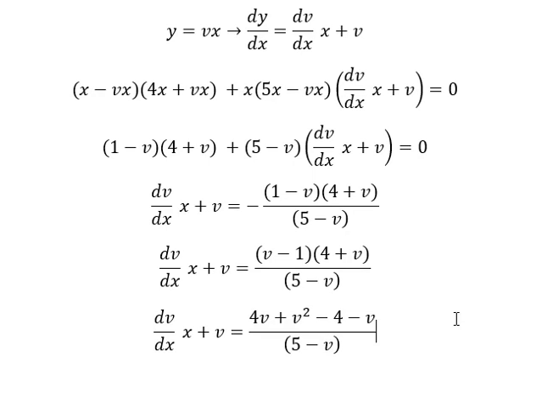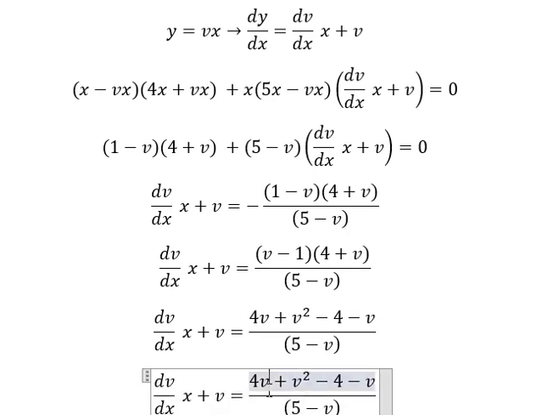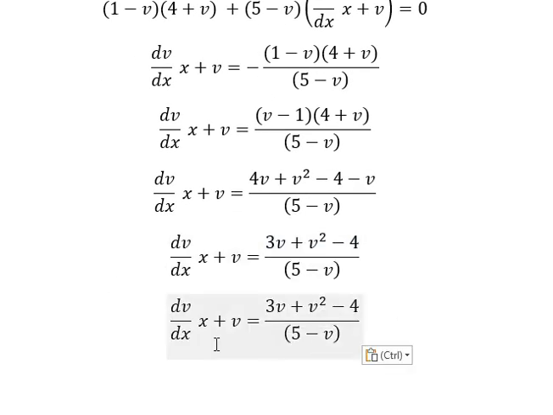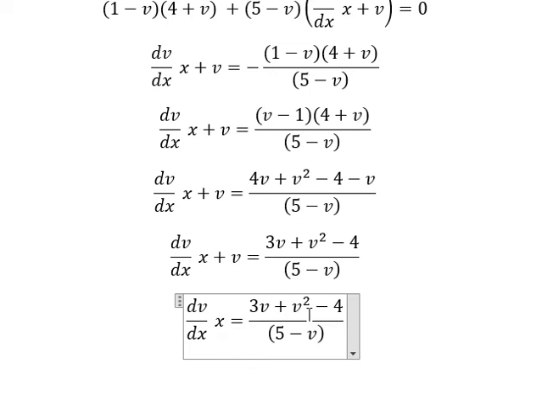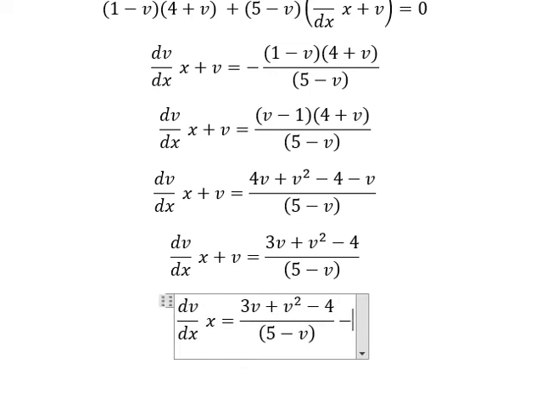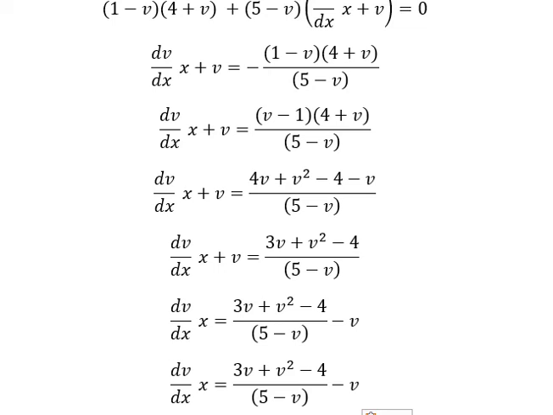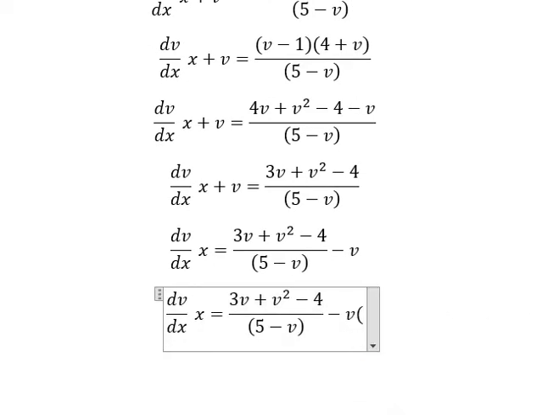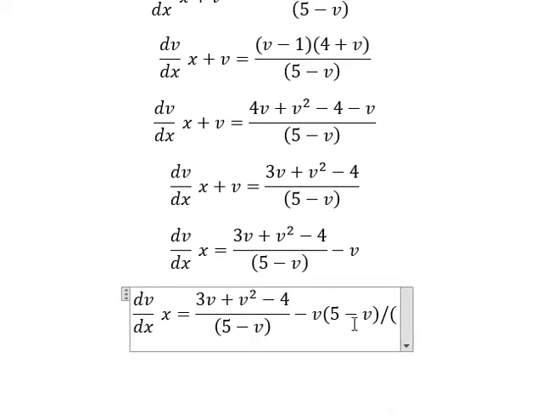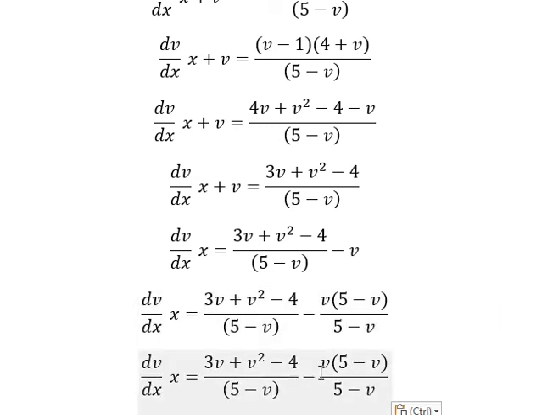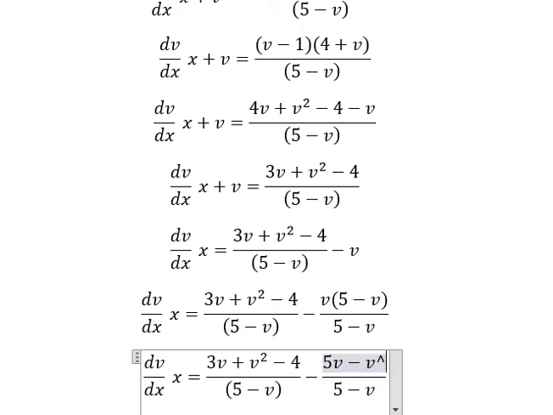Next, for v minus v, we have 3v. Next, I will put v go to the right. Next, we do common denominator. This one we have 5v minus v squared.